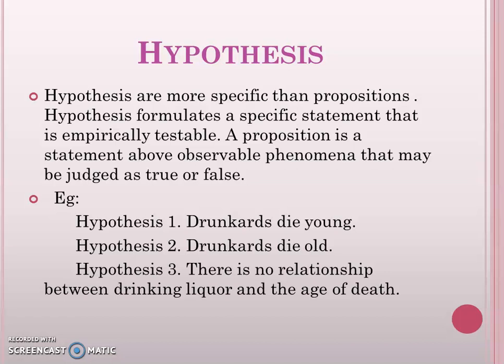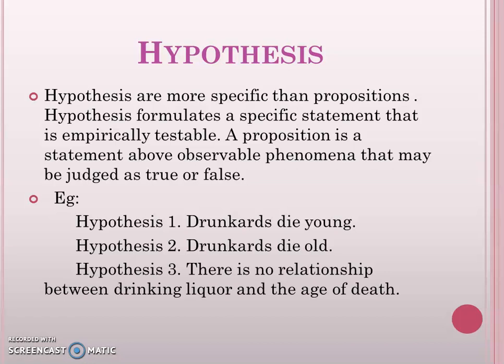So these are just the propositions or the observations of the researcher. He is trying to prove whether there is any difference or any relationship between liquor usage and the age of death. So we are taking both variables into consideration and trying to make a study on that. Whether alcoholism affects the age of death, that is what we are trying to understand. So this is what a hypothesis is all about. I think it's clear to you.